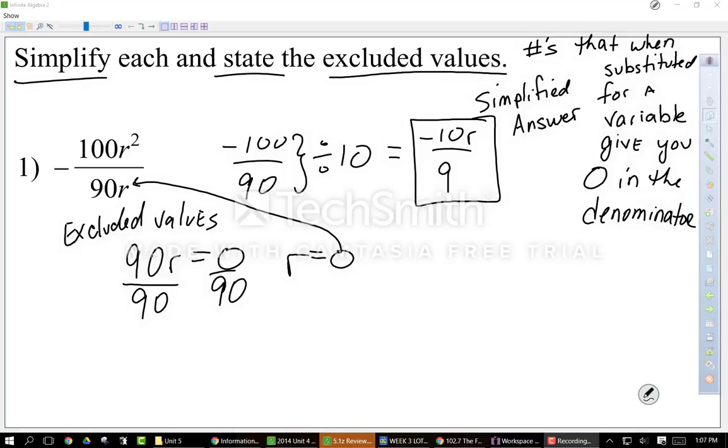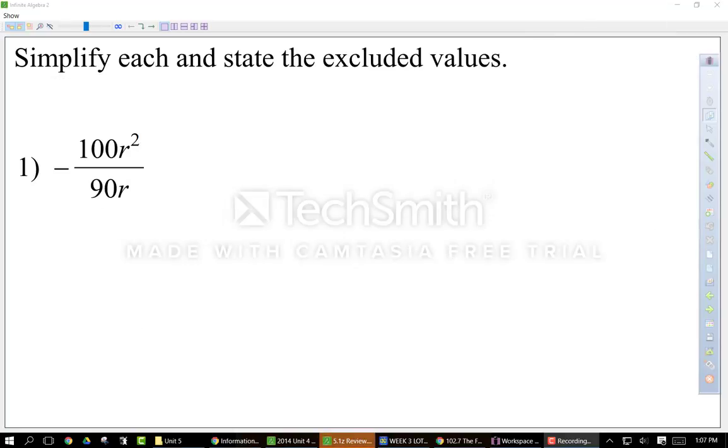So my excluded values are when r equals 0. You can write it that way. You can write it as r can't be 0, or you can write it as excluded values of 0. I can't have r to be 0. That is why it's an excluded value. So let's do one more example, and then you'll be able to do 2 of them by yourself.